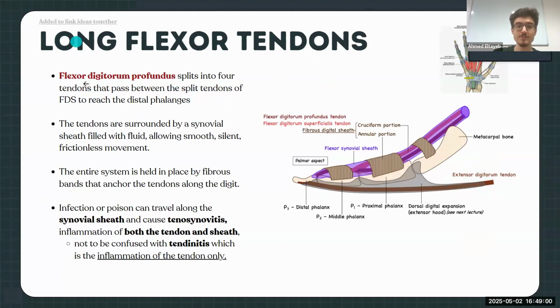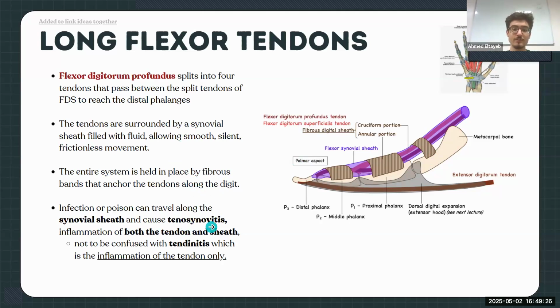All of these tendons are surrounded by a synovial sheath that is filled with fluid to ease the movement. So you're going to decrease the friction. And the entire system is also held by these fibrous ligaments to hold the tendons in place and not slip out of the intended movement. Okay? You can have 2 clinical conditions associated with all of them.